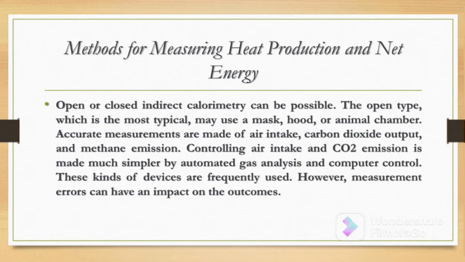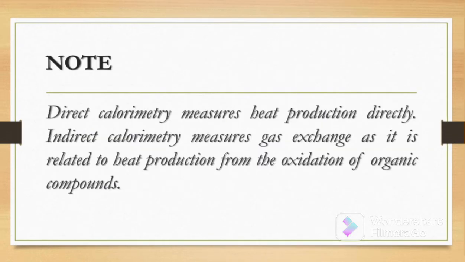The open type, which is the most typical, may use a mask, hood, or animal chamber. Accurate measurements are made of air intake, carbon dioxide output, and methane emission. Controlling air intake and carbon dioxide emission is made much simpler by automated gas analysis and computer control. So these kinds of devices are frequently used. However, measurement errors can have an impact on the outcome. So let us remember that direct calorimetry measures heat production directly. Indirect calorimetry measures gas exchange as it is related to heat production from the oxidation of organic compounds.